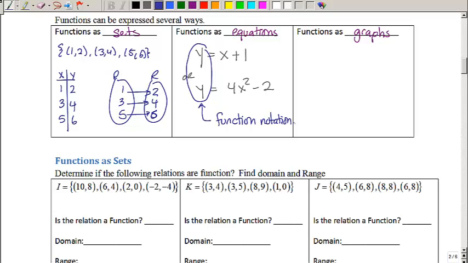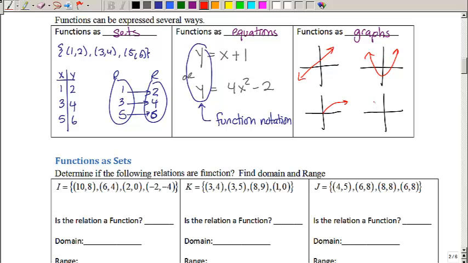And then the third thing we're going to be looking at in this lesson is functions as graphs. Functions as graphs can look like a variety of graphs. We'll be studying a lot of these graphs in detail this semester. Just to give you a few images, but we'll be studying a lot about functions as sets, equations, and graphs in this section.